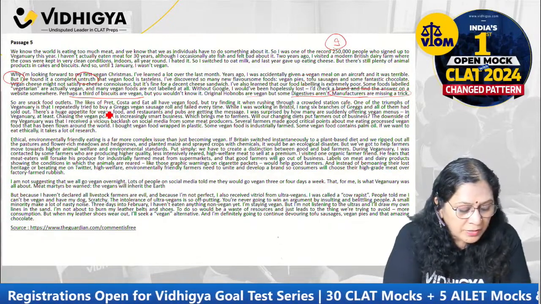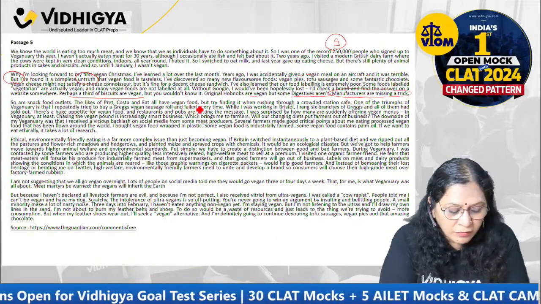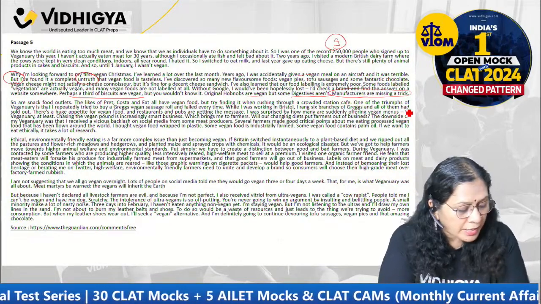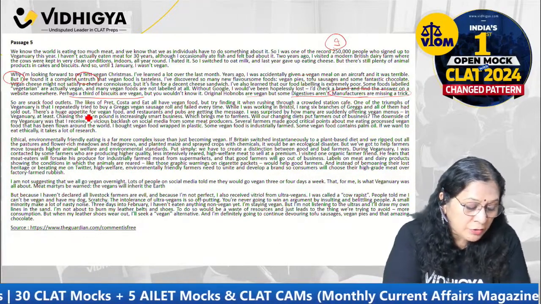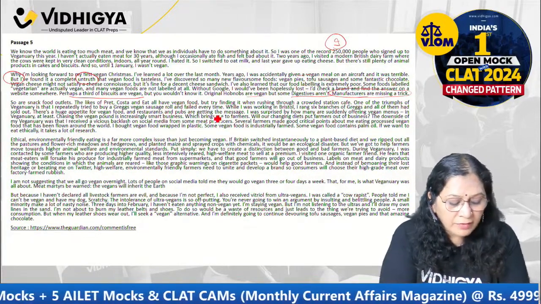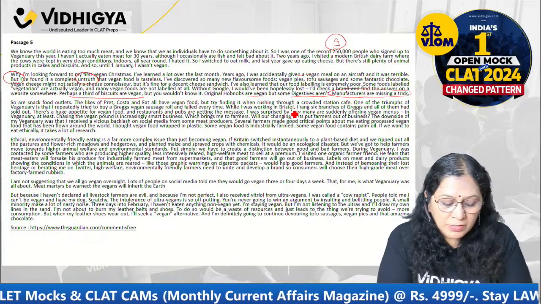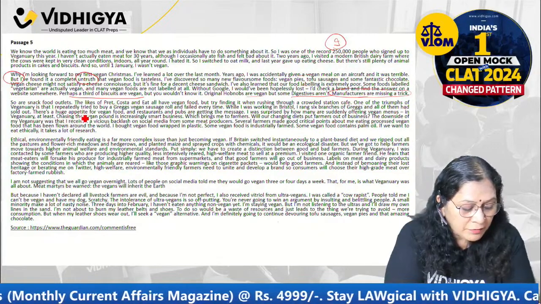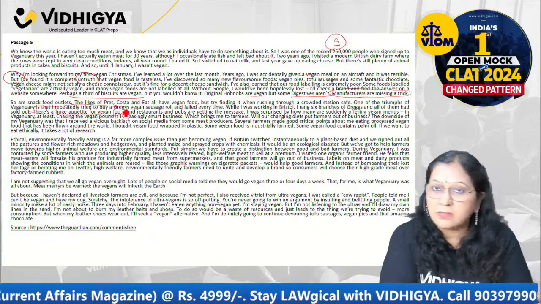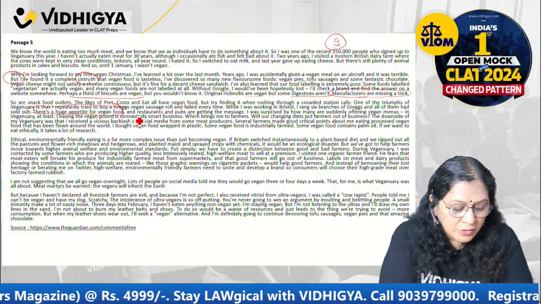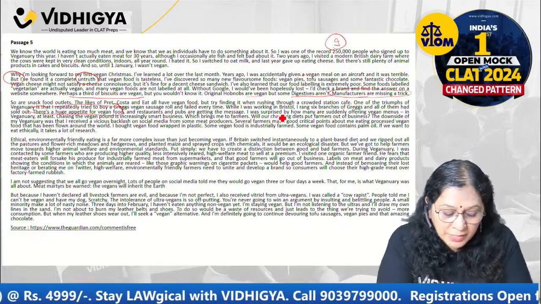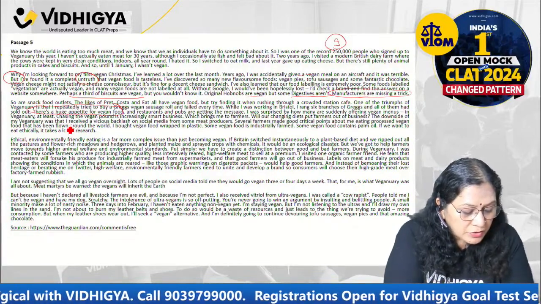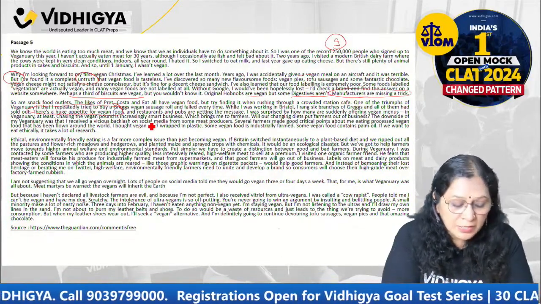The likes of Pret, Costa, and Eat all have vegan food, but try finding it when rushing through a crowded station cafe. One of the triumphs of veganuary is that I repeatedly tried to buy a Greg's vegan sausage roll and failed every time. While I was working in Bristol, I tried 6 branches of Greg's and all of them had sold out. There's a huge appetite for vegan food. ये हुआ established. And restaurants and pubs are getting the message. I was surprised by how many are suddenly offering vegan menus. In veganuary, at least. Chasing the vegan pound is increasingly smart business.